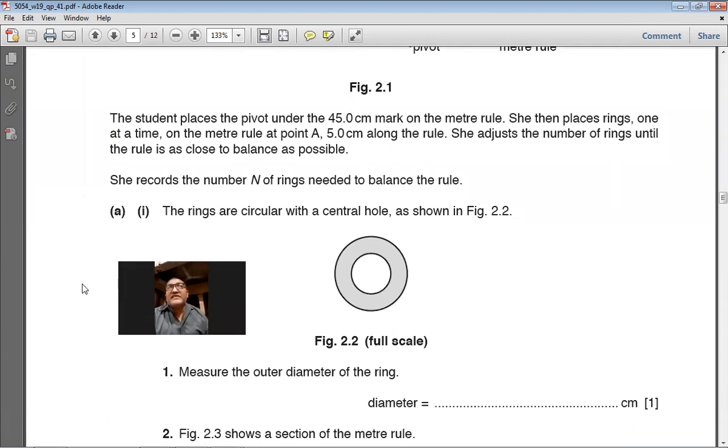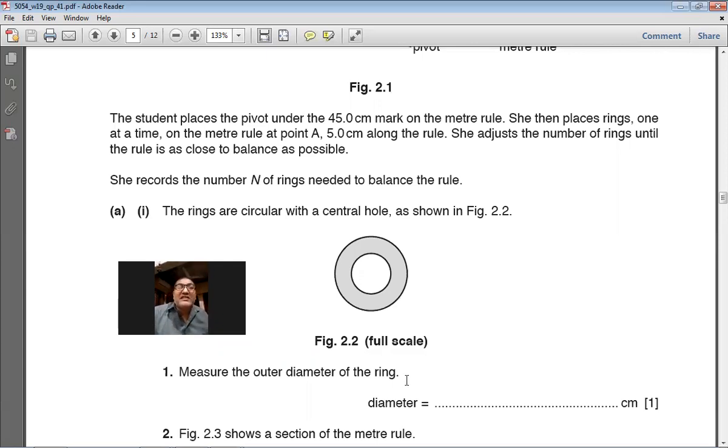She then places rings one at a time on the meter rule at point A, 5 centimeter along the rule. She adjusts the number of rings until the rule is as close to balance as possible, and she records the number n of the rings needed to balance the rule. The rings are circular with a central hole, as shown in figure 2.2. It's a full scale diagram.